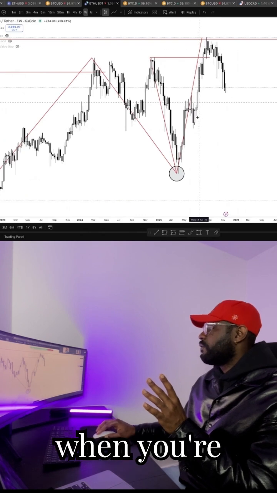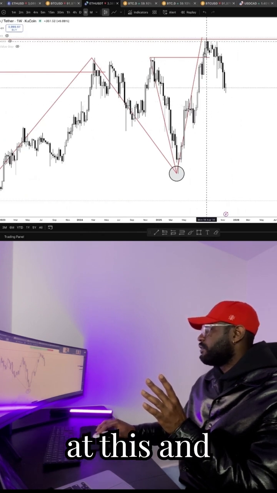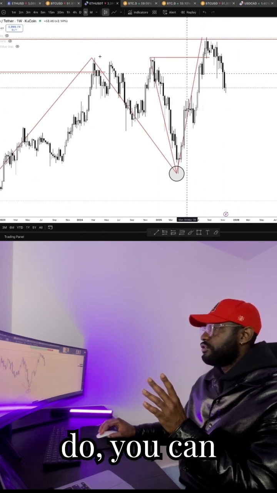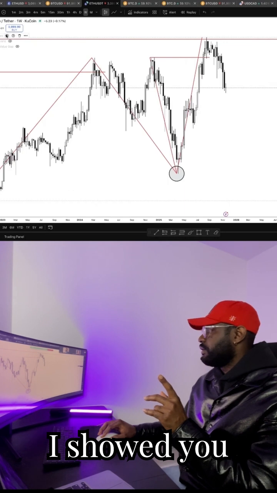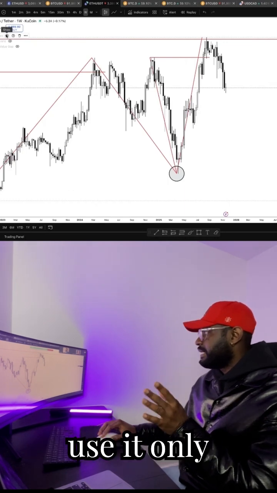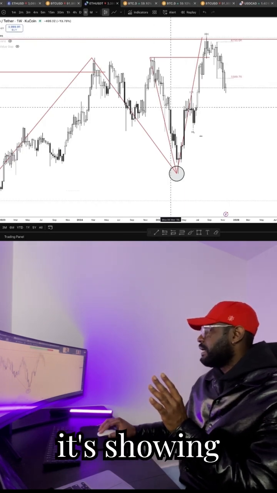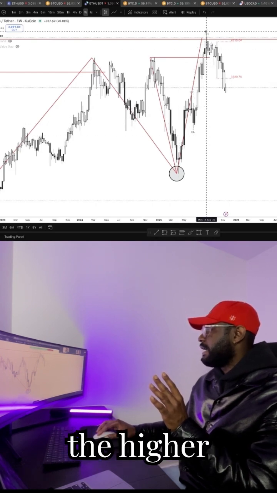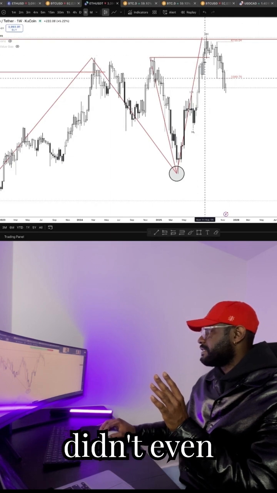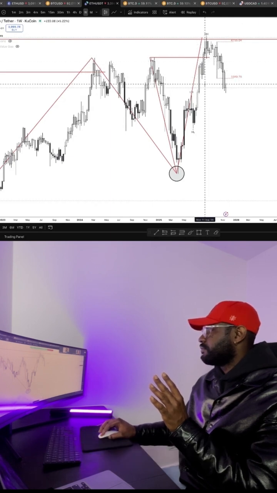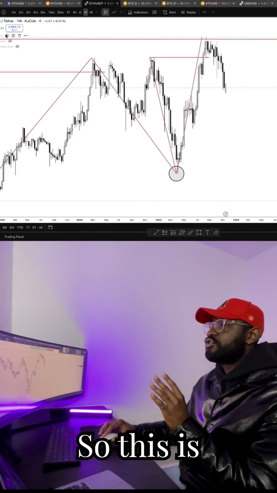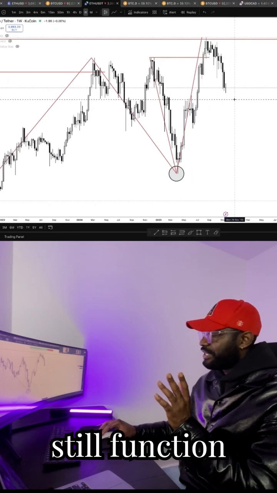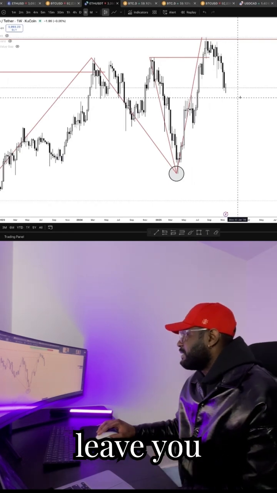And sometimes, when you're confused like this, when you're looking at this and you think, I think this is a low, I think this is a low, what you can do is always use this indicator I showed you, just for confirmation. Don't depend on it. Just use it only for confirmation. Can you notice that it's showing you that this is the higher low and this is the higher high? And you see that it didn't even tag this as a low. Exactly. So this is just an added confirmation. Don't ever depend on it, because it can still malfunction and leave you stranded.